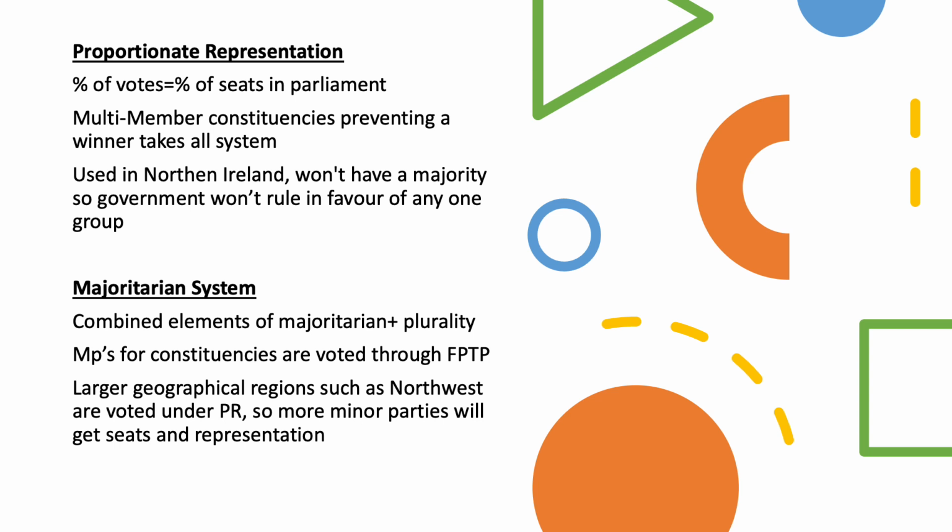And then you have mixed systems, which combine elements of majoritarian and plurality. MPs for constituencies are voted through first past the post, and then larger regions such as the North West are voted under proportional representation. So minor parties will still get seats and representation, but you also have the element of winner takes all, basically.